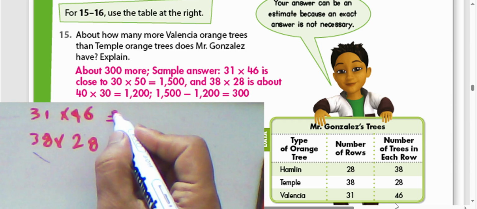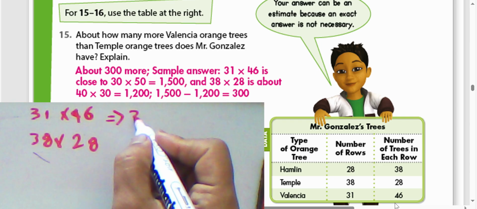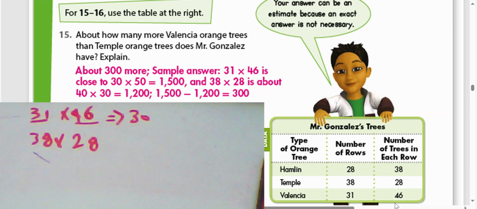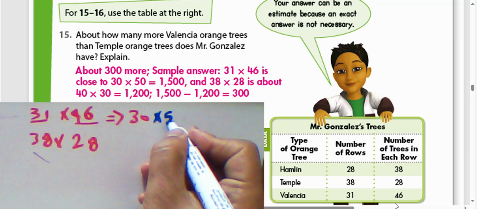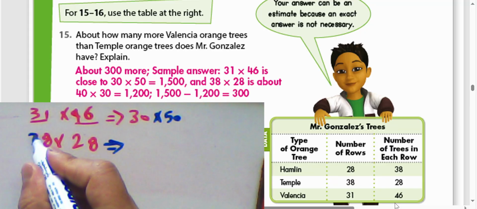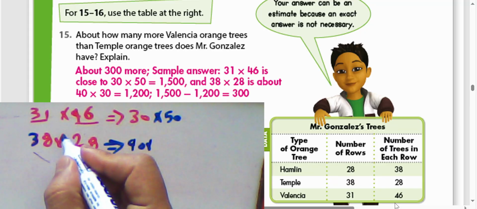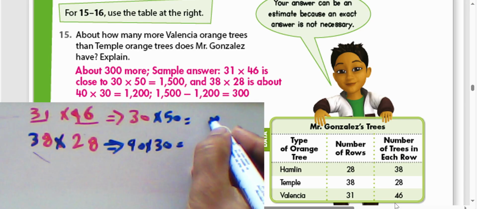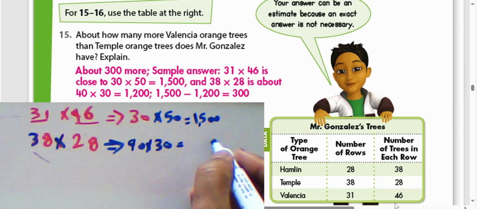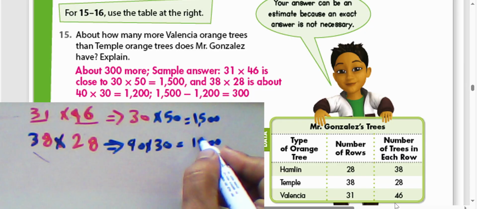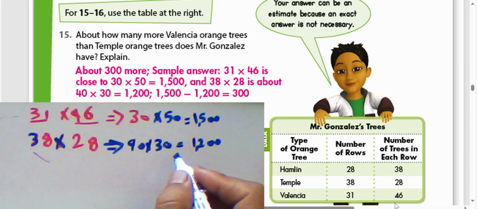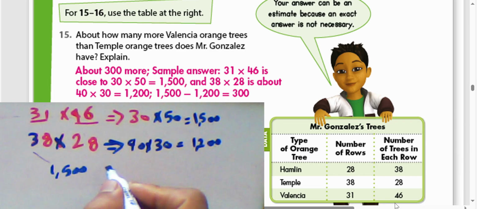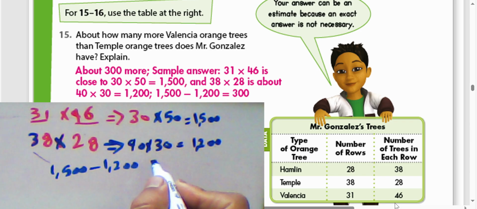31 approximating to the nearest tens will be 30, and 46 approximating to the nearest tens will be 50. And here 38 nearest to 40, 28 nearest to 30, and the product between them we must write double 0, and 3 times 5 is 15, and then write double 0, and 4 times 3 equals 12, 1200. Then we can find the difference between them. 1500 subtracted by 1200. The difference between them equals 300.